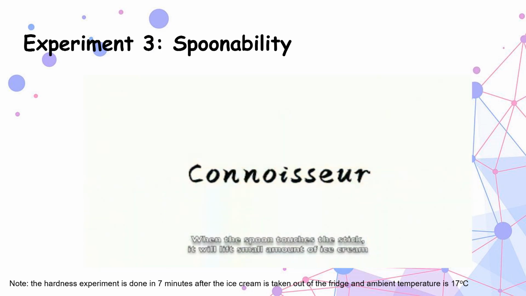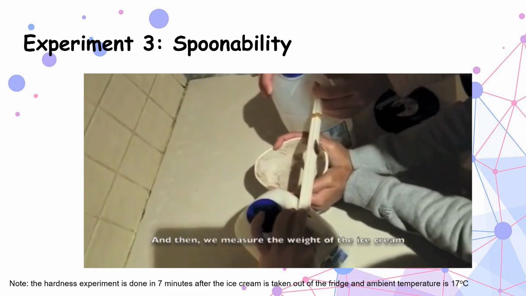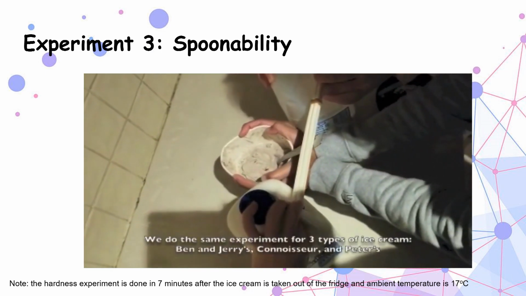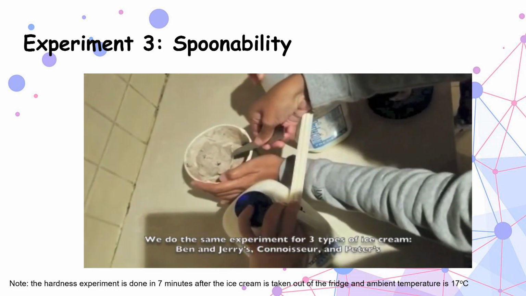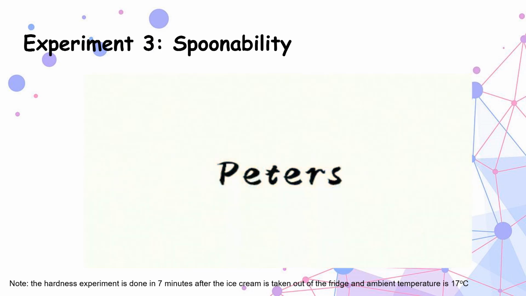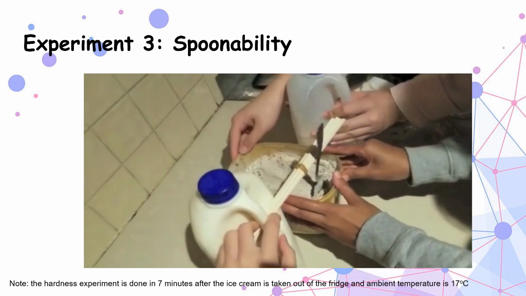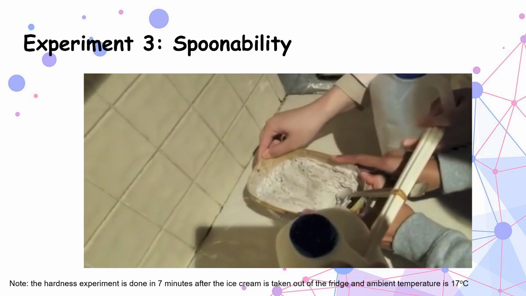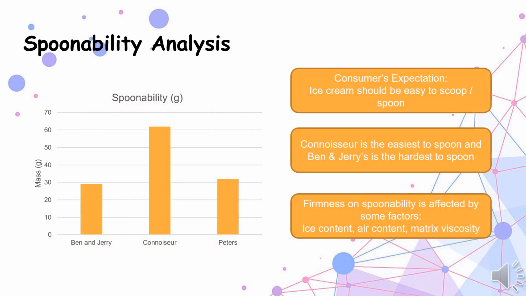When the spoon touches the stick, it will leak a small amount of ice cream, and then we measure the weight of the ice cream. We do the same experiment for 3 types of ice cream: Ben & Jerry's, Connoisseur, and Peter's. From the experiment, we can conclude that Connoisseur is the easiest to spoon and Ben & Jerry's is the hardest.